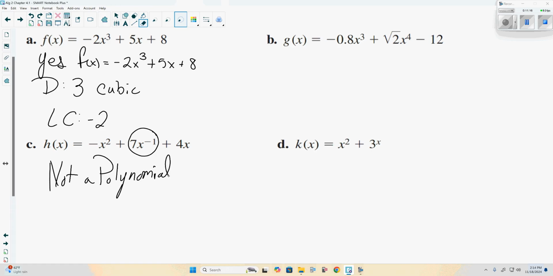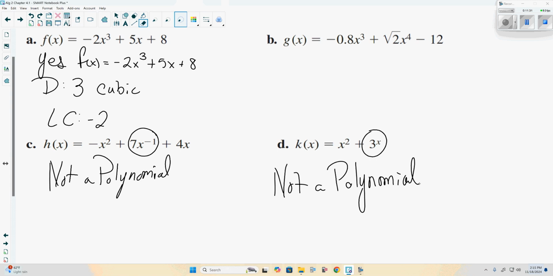D is not a polynomial function because in 3 to the x, we have a variable in the exponent. Since it's not a polynomial, we're not going to state degree, leading coefficient, type, or write in standard form. Really, this 3 to the x is exponential. It's an exponential function.